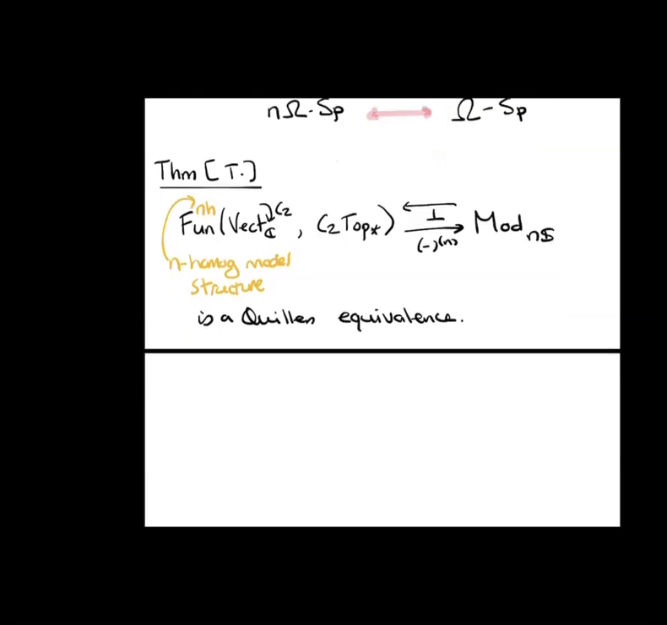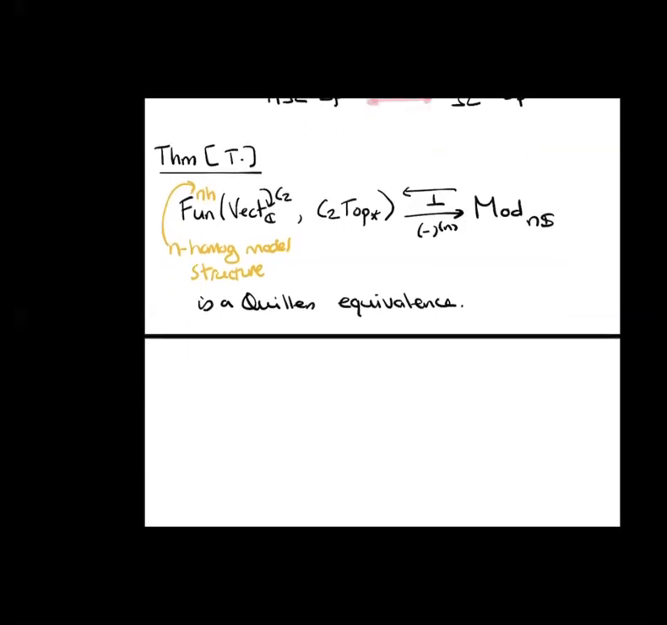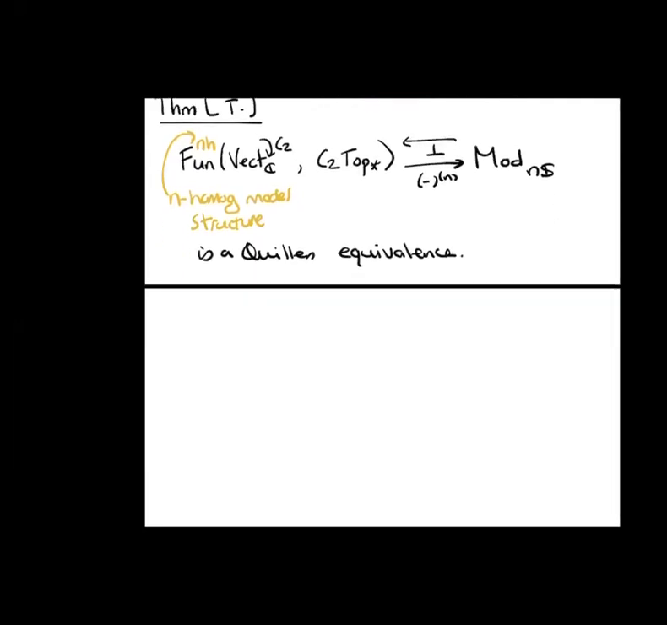So anyway, let's try and get rid of this n in this modules category because it's irritating. Everything we've done has this built-in C2 action by complex conjugation. So the natural place to look is at some kind of spectra that has an action by complex conjugation built into it. And this is exactly what happens in what are called real spectra, the version of which I'm going to give is due to Schwede in his lecture notes on equivariant stable homotopy theory.